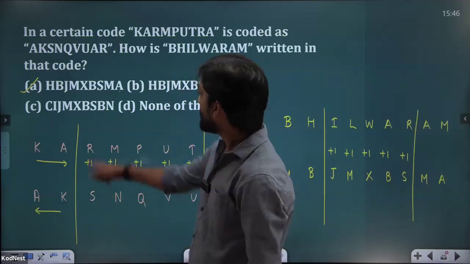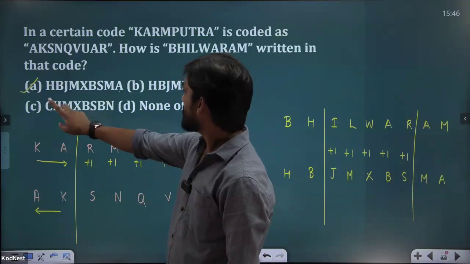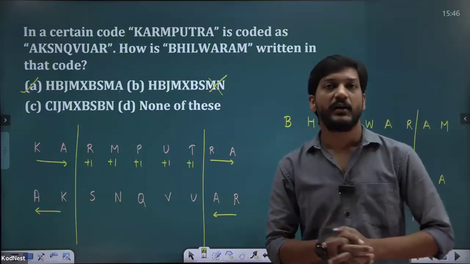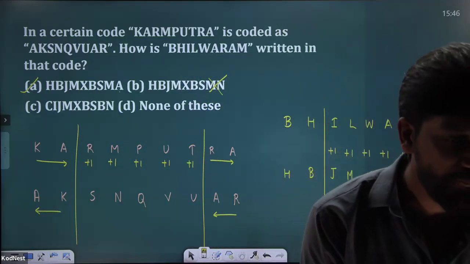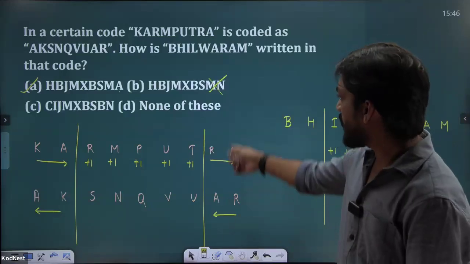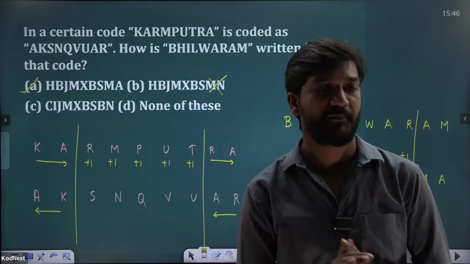Okay. Now this one is JMX, BS, this is BN. Okay. This is CI. No. All right. So we have to learn this also. But there is one option which is none of these. So you cannot remove the none of these option.